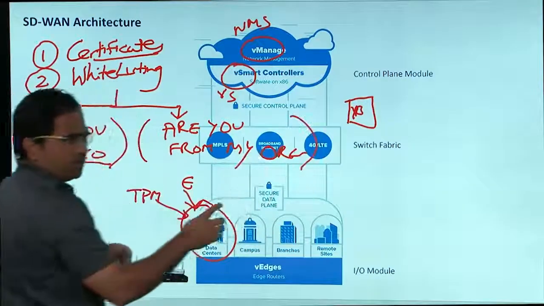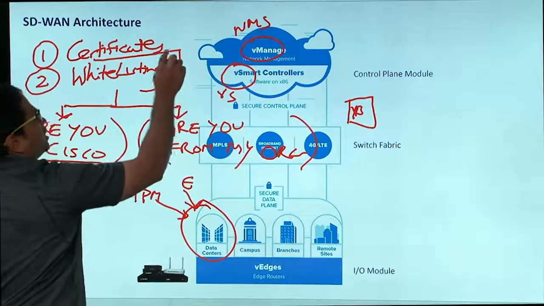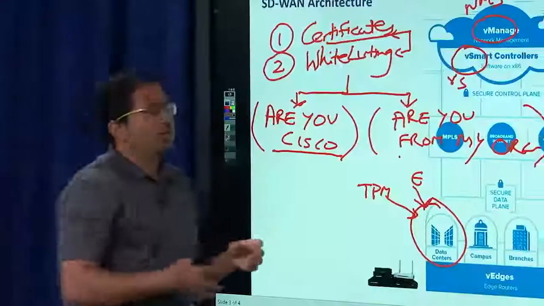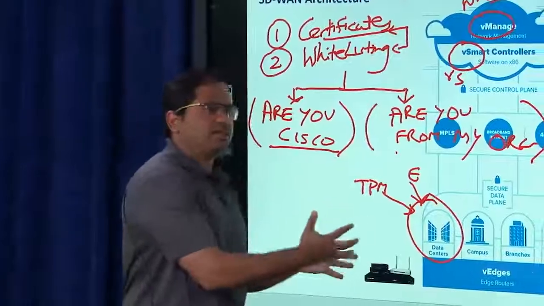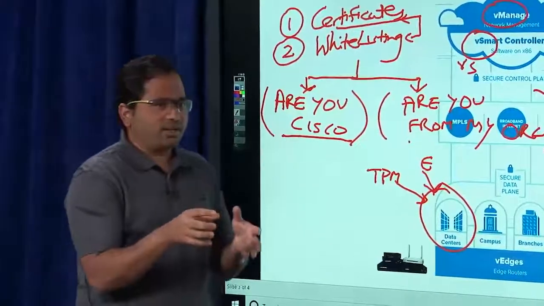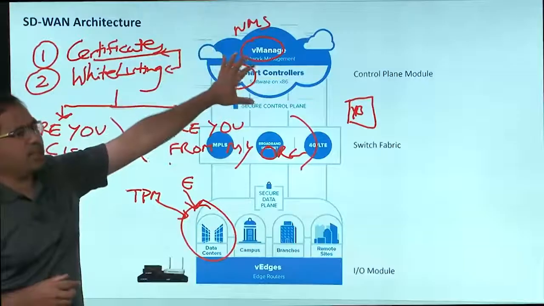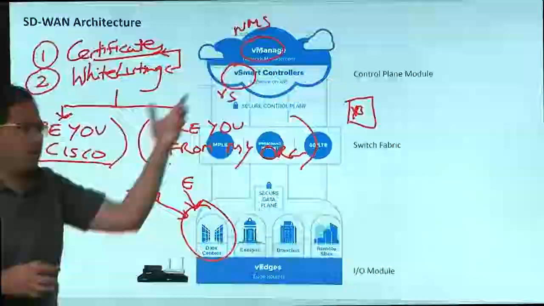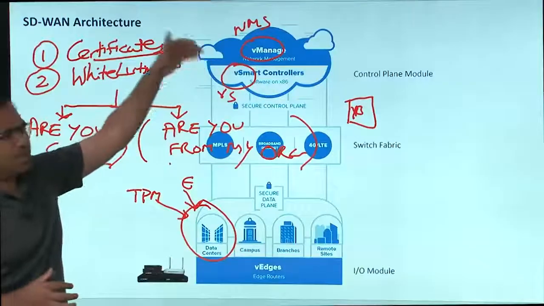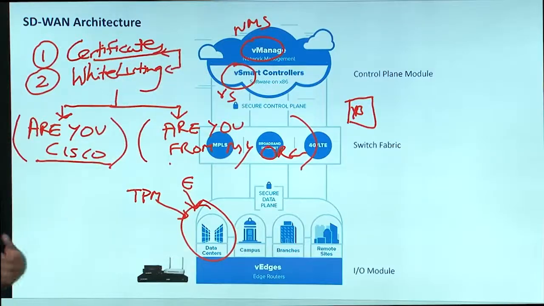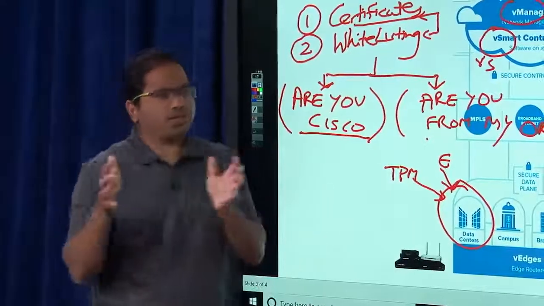Are you for my org? This is done using a combination of certificates and whitelisting. Each of these certificates that are installed on the controllers and the edges contains a serial number inside it. The serial number is what the network operator actually adds onto his NMS platform. The list of serial numbers that the NMS platform must contain for a particular organization is provided by us through manufacturing. So we know exactly which boxes are going to which customer.